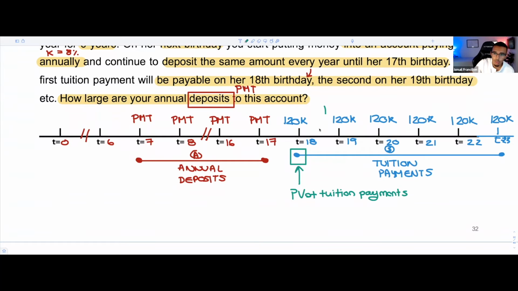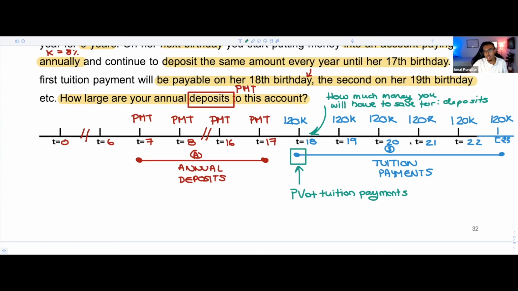And the present value of these tuition payments will be how much money you will have to save for. In other words, make deposits to on a yearly basis. Okay? So what we're going to want to do is find the present value of all of these future payments, of all of these future tuition payments, right? Essentially how much you'll need then, and then we're going to try to find our payment.